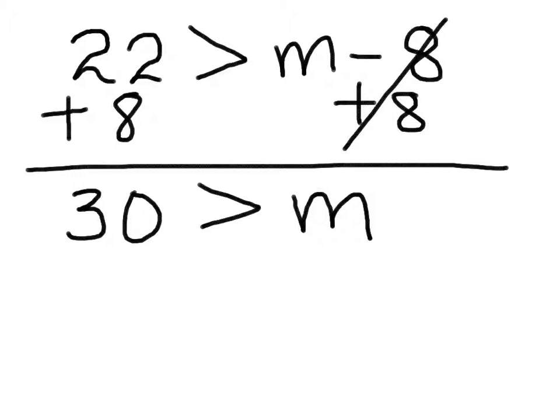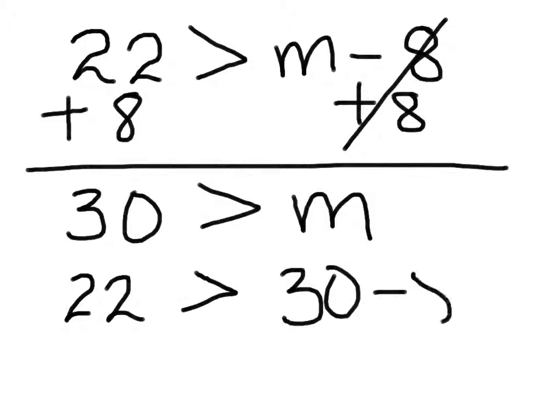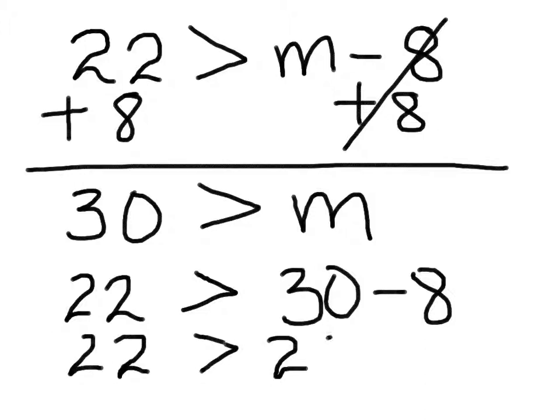Okay. So if we checked our answer, we would say 22 has to be greater than 30 minus 8. So we would get 22. Now it says 22 is greater than 22. That's not going to work, right? But it would work for anything greater than 22, so that could be 0.00000001 more, something that's just slightly bigger than 22.